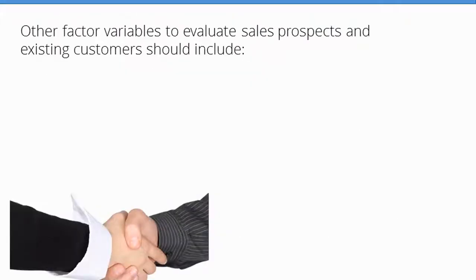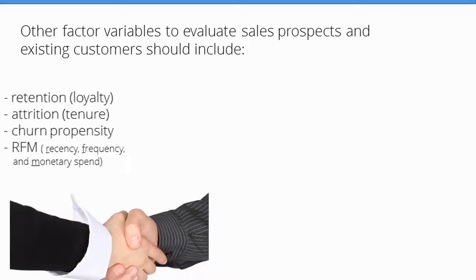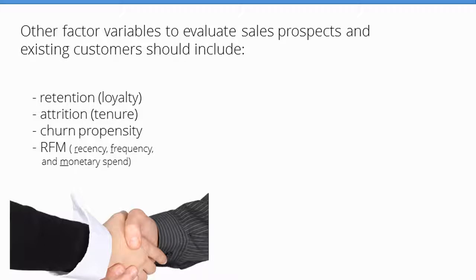Now, I realize that the financial view, the monetary view, is not the only consideration. There are other factor variables to evaluate sales prospects and existing customers, and they should include retention, attrition, the churn propensity, and then what's been called the RFM acronym: recency, frequency, and monetary spend. Some companies use that technique as sort of their way of putting value on attention to customers. But think of that as a primitive way. What we're talking about in this course is a much more sophisticated way.